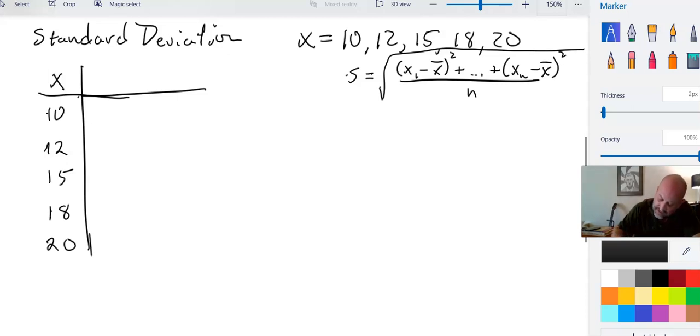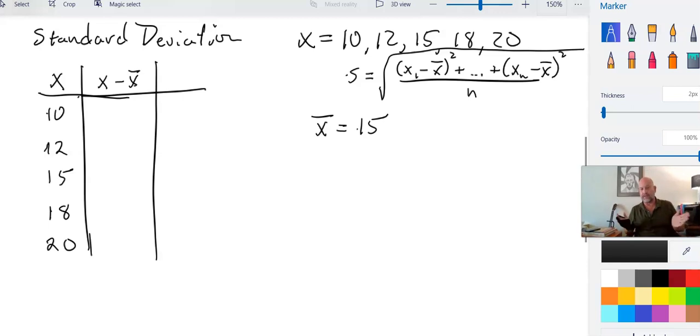So I have all my x values, and now I need to see what x minus x bar looks like. Okay, well, x bar is our mean. So that means we have to average these things. So add, 10 plus 12 plus 15 plus 18 plus 20 should give us 75, right? And 75 divided by 5 gives us that our x bar is equal to 15. Right, so that's actually kind of nice. We have 15 right there.